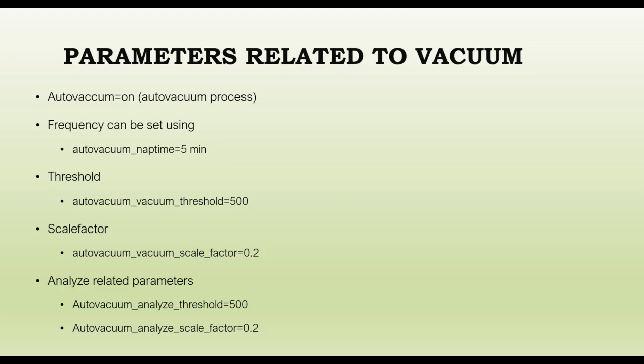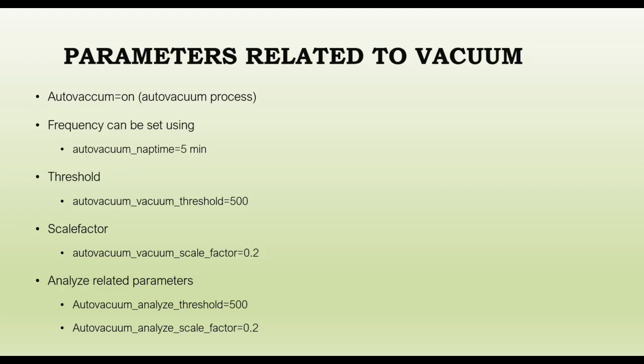The threshold can be set using autovacuum underscore vacuum underscore threshold. Suppose I have a table with 10,000 records and you want it to be vacuumed whenever 500 records are updated, deleted or changed. You can set it using autovacuum vacuum threshold equal to 500. Another parameter is the scale factor. Autovacuum vacuum scale factor is between 0 and 1, in the form of 0.1, 0.2, 0.3. Whenever you say 0.2, it means 20% of the total rows. Suppose there is a table with 100 rows and you want it to be vacuumed when 20% of the data is changed. You can set that using the scale factor 0.2.